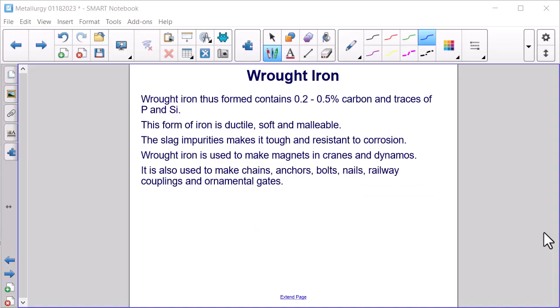Wrought iron, thus formed, contains 0.2 to 0.5% carbon and traces of phosphorus and silicon. This form of iron is ductile, soft, and malleable. The slag impurities make it tough and resistant to corrosion. Wrought iron is used to make magnets in cranes and dynamos. It is also used to make chains, anchors, bolts, nails, railway couplings, and ornamental gates.